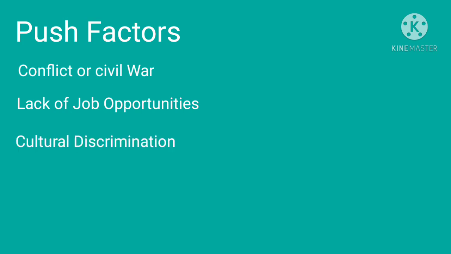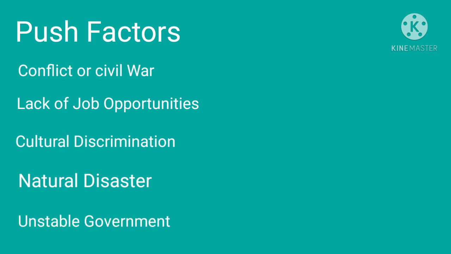Cultural discrimination is also one of the important push factors, or negative factors. Generally in any country, if there is discrimination based on culture or racism, people leave their country in order to avoid it and go to a place where cultural discrimination is not done. The next push factor is natural disaster. Natural disaster can be in the form of drought, famine, earthquake, any kind of natural disaster due to which people are forced to leave their country and settle in other countries.